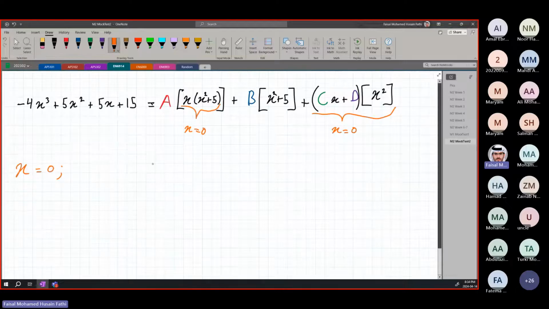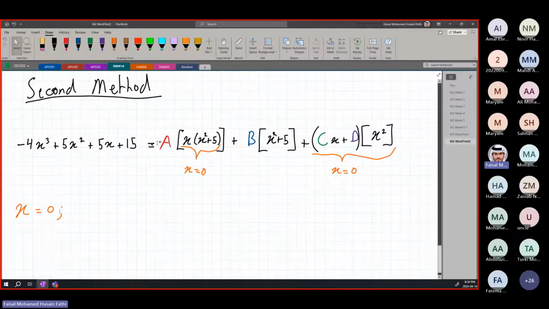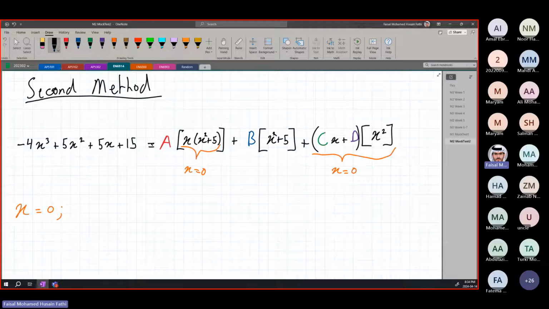Usually this method is good when you have just two variables and it's simple and it's usually linear roots, not repeated. This method will be very fast to solve. Other than that, if you have linear repeated or complex roots, I would not recommend this method. But for the sake of practice, let's substitute x equals 0 in the equation above.